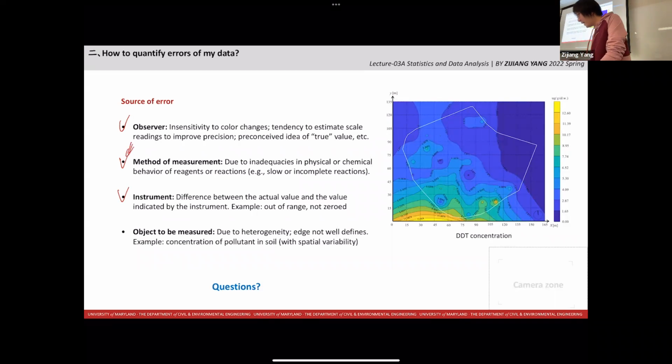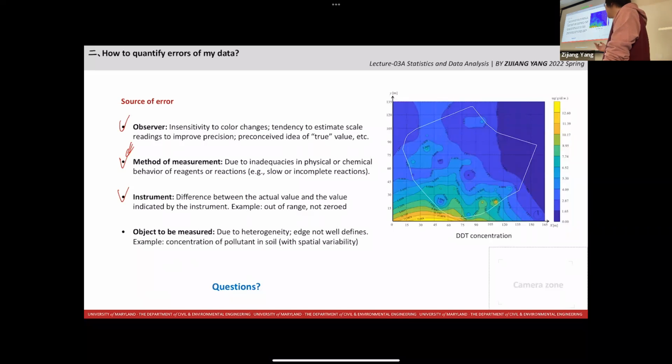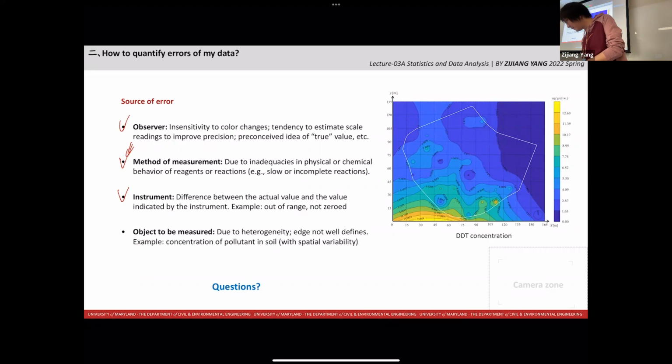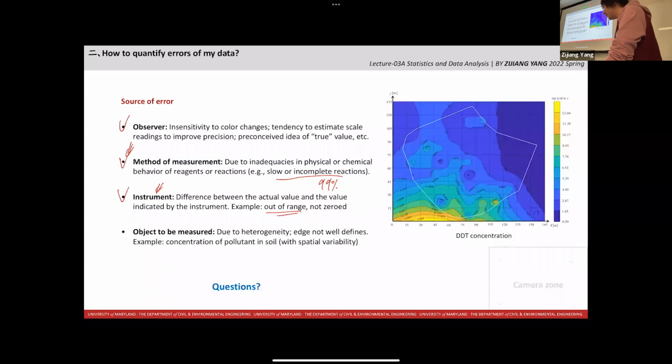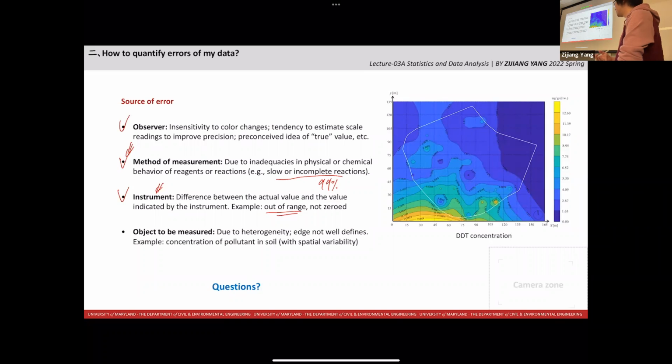Also, it may come from the methods of measurement. For example, if you are doing some measurement based on color change, and the color change is due to a chemical reaction, this chemical reaction may not be complete. For example, we may only have 99% of the reaction, so we may introduce some errors. It may also come from the instrument itself. The measurements may be out of range, or the instruments may not be zeroed.